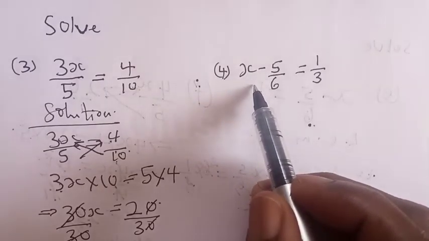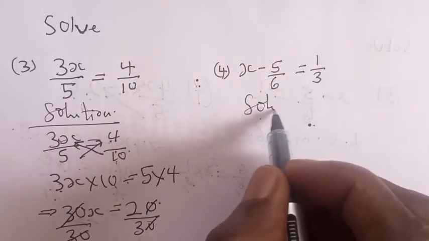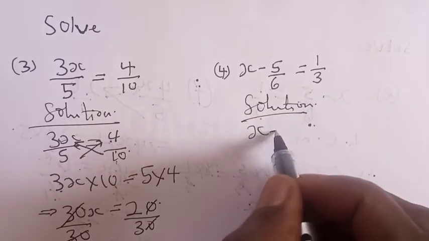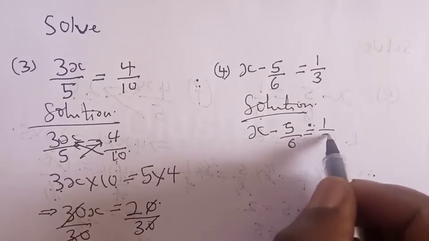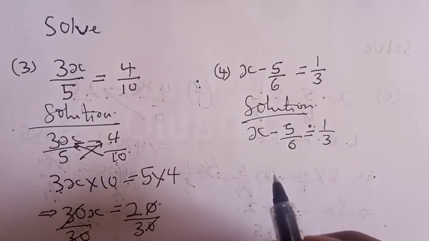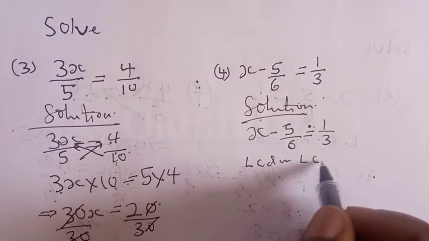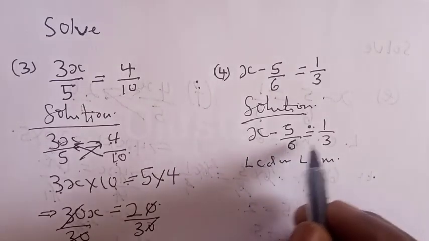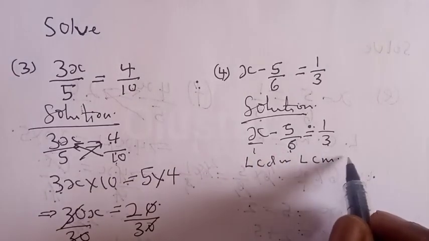The next question: 6, x minus 5 over 6 is equal to 1 over 3. Then solution, we have x minus 5 over 6 equal to 1 over 3. Yes, we need to find the LCD or LCM. The LCM from the denominators now is what? You can see that we have x over 1, this is 6, and 3 can go into 6 two times. The LCM now is 6.